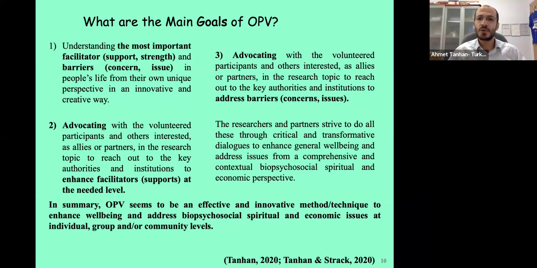So what are the main goals of OPV? I think now you have some curiosity and some motivation. So let's dive a little deeper into the steps and see the main goals of OPV. The first and main goal is understanding the most important facilitators and barriers in people's lives from their own unique perspective in an innovative and creative way.